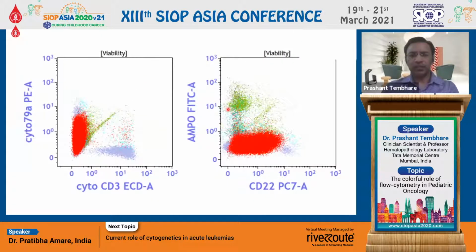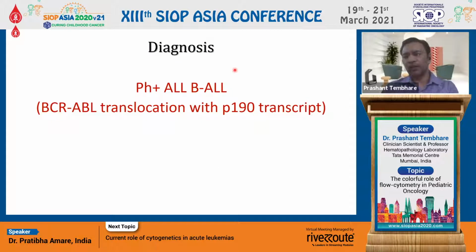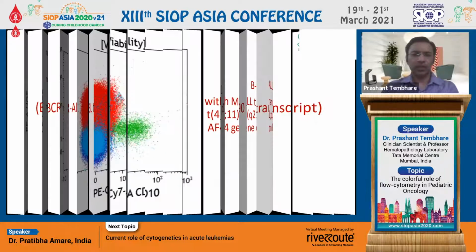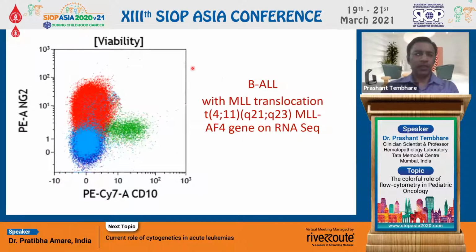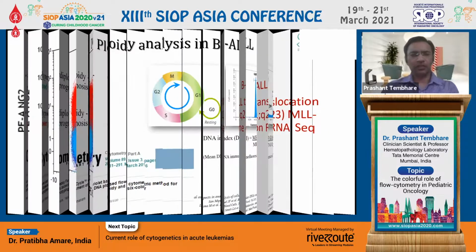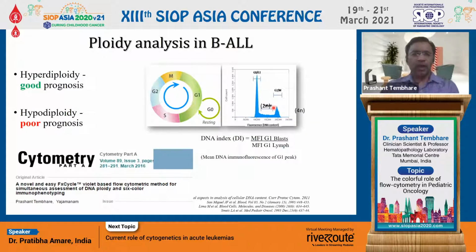If you look at the lineage-specific markers, MPO is negative and cytoplasmic CD3 is negative, but CD79a and CD22 are nicely positive. We confirm the B cell lineage. Now this was a B-ALL case, which has CD25 and myeloid antigen expression, highly suggestive of Ph positive B-ALL. So this is how the immunophenotype can suggest the underlying cytogenetics. In the same way, absence of CD10 and expression of NG2 suggests MLL gene rearrangement.